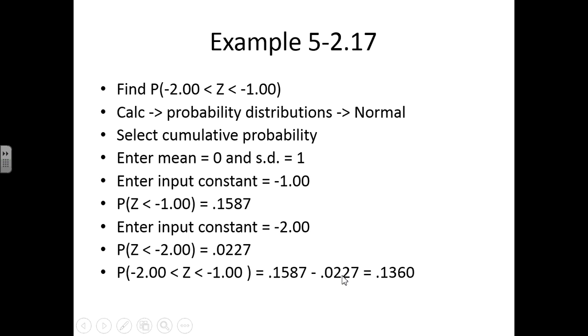Now, if you mix this up and you subtracted this one from this one, you're going to get a negative number. And remember, probabilities can never be negative. They must always be between 0 and 1. So if you get a negative number here, you probably have just switched these two. Now, why don't you pause the PowerPoint for just a minute and go to Minitab and try these 3 problems on your own to see if you can do them.